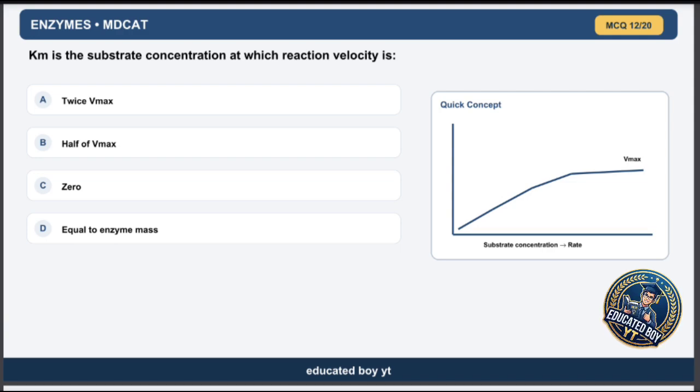Question number 12. Km is the substrate concentration at which reaction velocity is: option A, 2 times Vmax; option B, half of velocity max; option C, 0; option D, equal to enzyme mass. Right option is option B, half of velocity max.